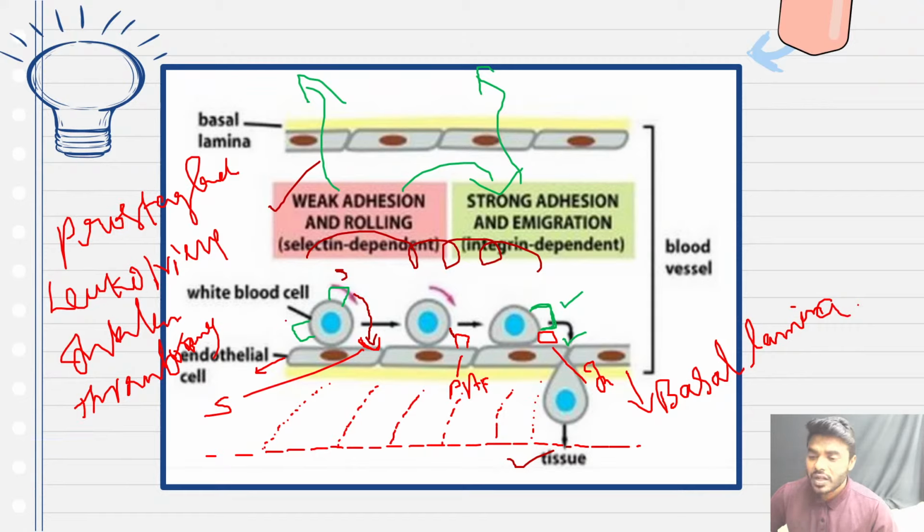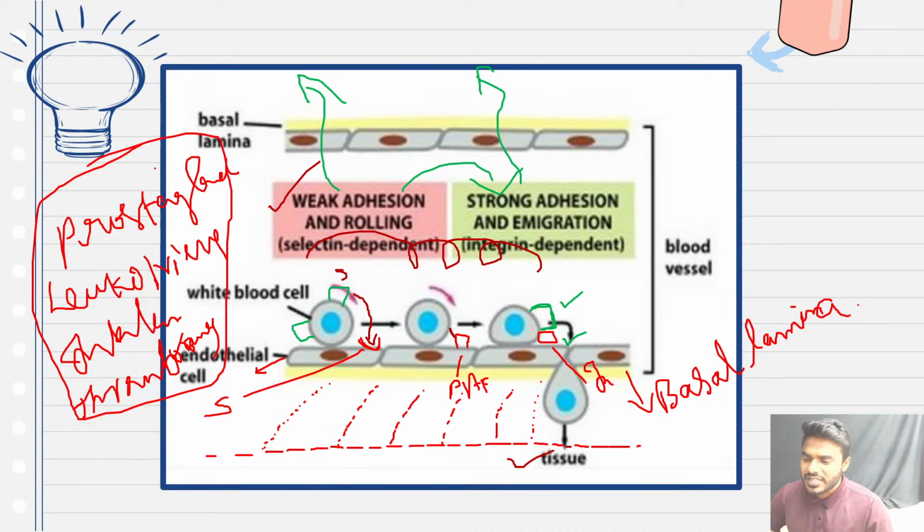Okay, once again all the students listen. Whenever damage occurs, from the damaged site or the damaged area, certain inflammatory signals will be released. These are all the inflammatory signals. Inflammatory signals stimulate the endothelial cell. Then the endothelial cell will express three things. Every student listen, endothelial cells first express selectin, platelet activated factor and integrin molecule. These three things will be expressed.